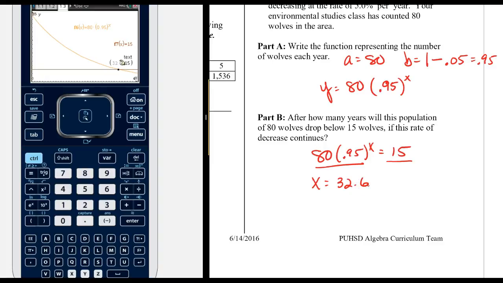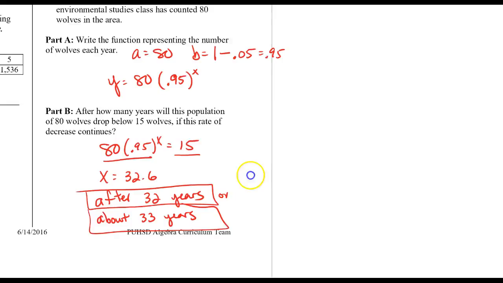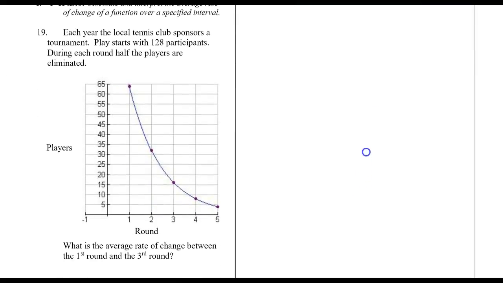That's years. So it says, after how many years will this population of 80 wolves drop below 15? Well, at 32.6 years, it's exactly 15. So we could say after 32 years, or about 33 years. Either one of those would be appropriate answers. All right, last couple problems on the back page, very last page.